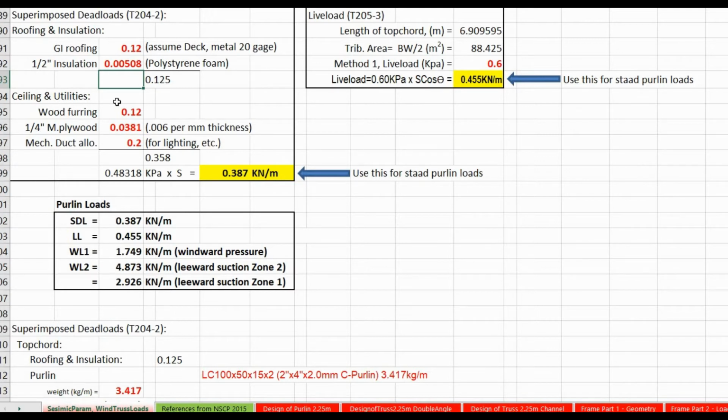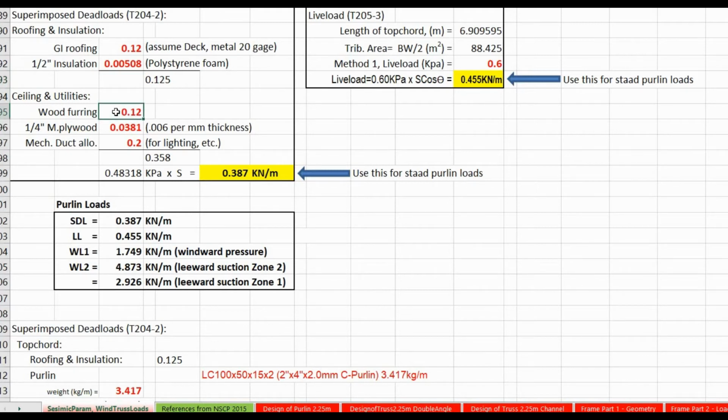Mapapansin nyo na in between trusses, saan nakatali yung mga ceiling? Nakatali ba sa bottom cord? Hindi mo naman pupunin ng bottom cord yung buong ceiling, di ba? Wala namang bottom cord sa entire ceiling. Take note na yung trusses, meron niyang spacing. Kaya, in between those trusses, yung ceiling mo, naka-tie wire yan or naka-hanger yan, and ito ay nakasabit sa purlins pa rin. So, consider natin yung ceiling and utilities.